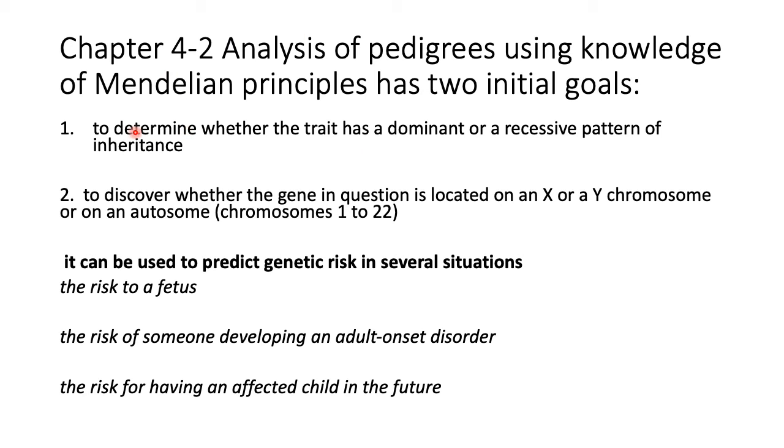A pedigree is basically used to determine whether the trait has a dominant or recessive pattern of inheritance. And some diseases don't necessarily come from just autosomes. Some diseases are specifically located on an X or a Y chromosome, and the X or the Y chromosomes determine our sex. That's called an X-linked disease or a Y-linked disease. You can use pedigrees to also determine whether that disease is X-linked or Y-linked, because that changes the rules or the patterns of inheritance.